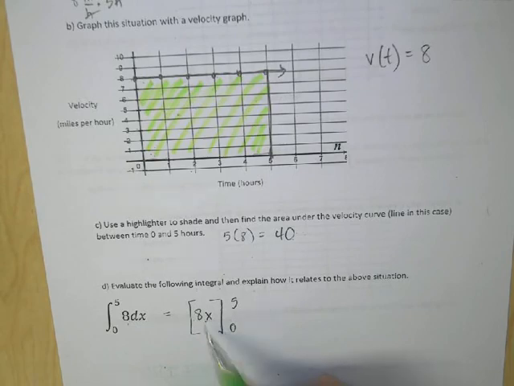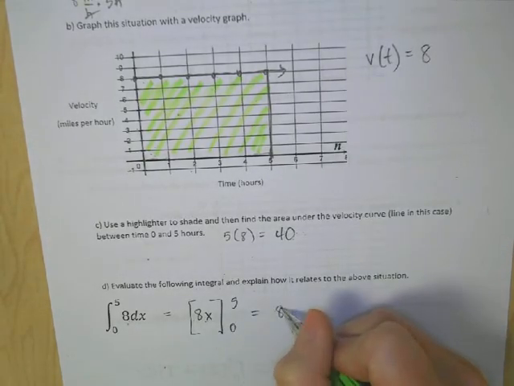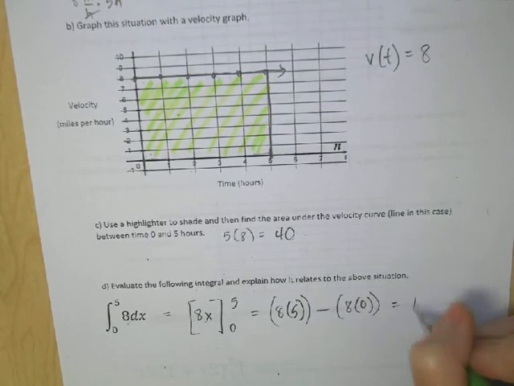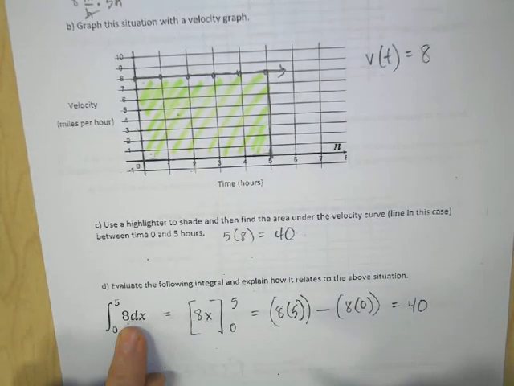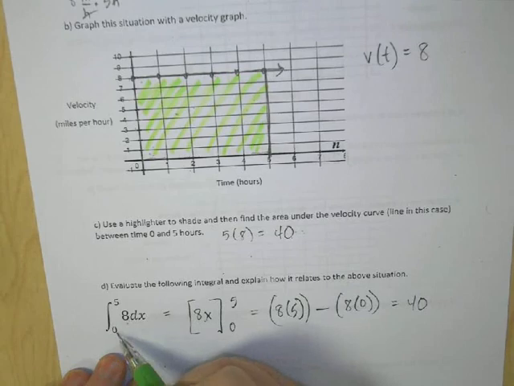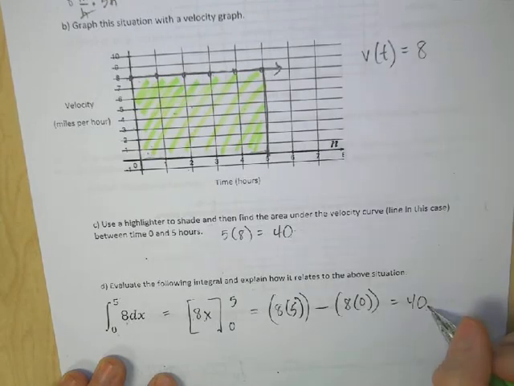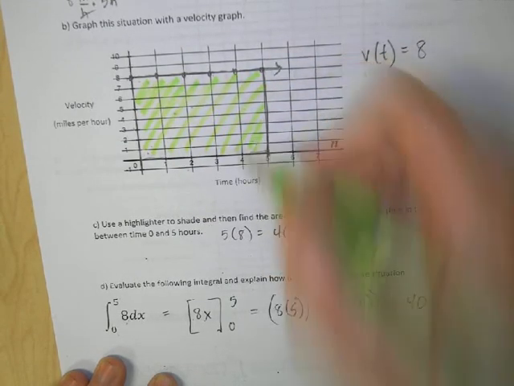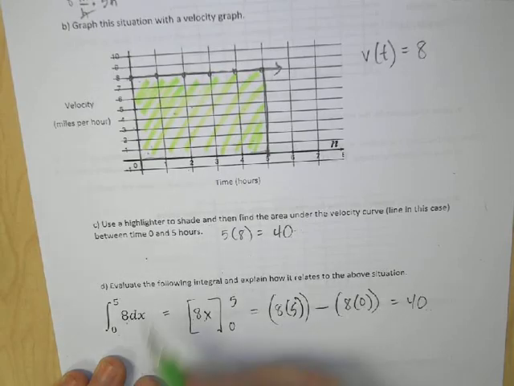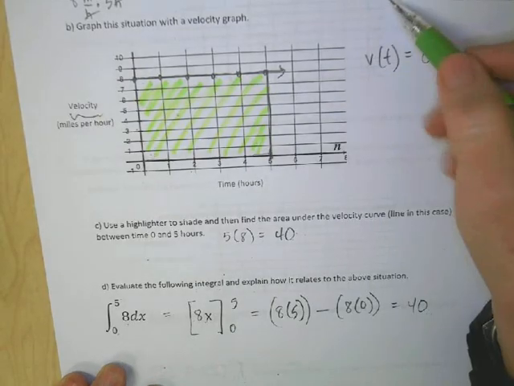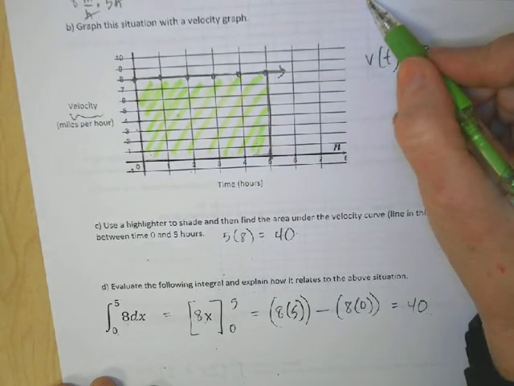All right, so now I'm going to evaluate that. So I'm going to do 8 times 5 minus 8 times 0, and I get 40. So if I integrate the velocity function on my time interval, 0 to 5, I also get the same answer. That is that same distance. So I get my distance. Okay, area under the curve, I can get it by making an integral of that function, and since this is a velocity, it gives me the total distance traveled in that time period.